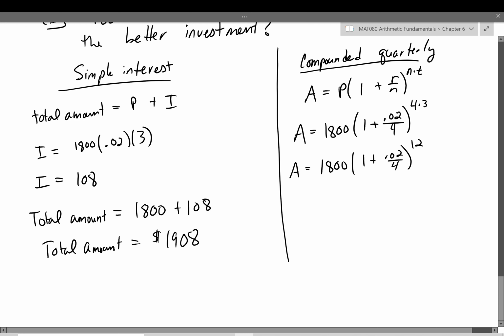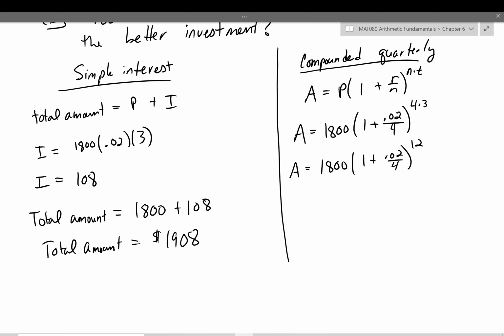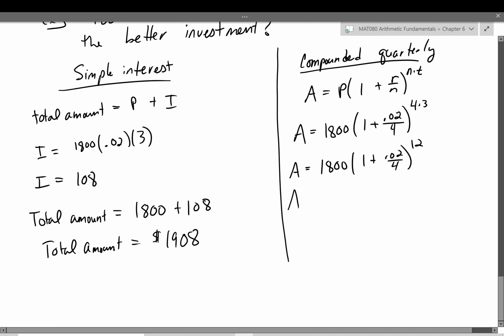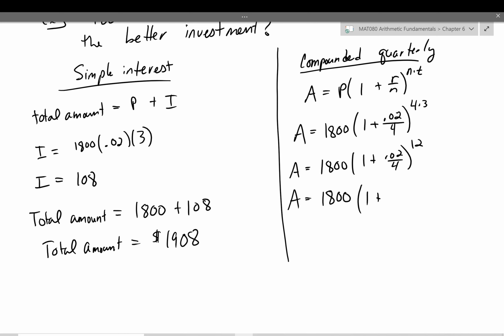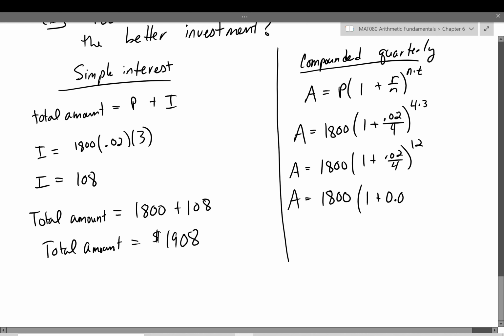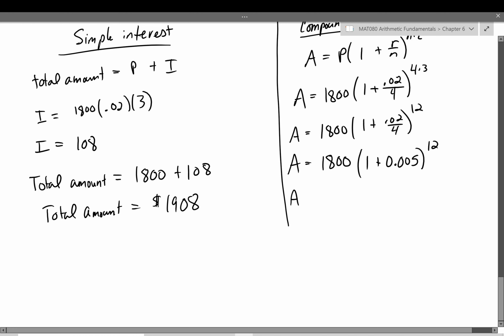Now, I'm not going to rush this, okay? I'm going to do each little step so you can see exactly what's happening. So A equals 1,800 times 1 plus, I'm going to do 0.02 divided by 4 first, because I have to do the work inside the parentheses, and division comes before addition. So it's going to be 0.005, all raised to the 12th. All right, now I still have to do the work inside the parentheses. So 1 plus 0.005 is 1.005, all raised to the 12th.